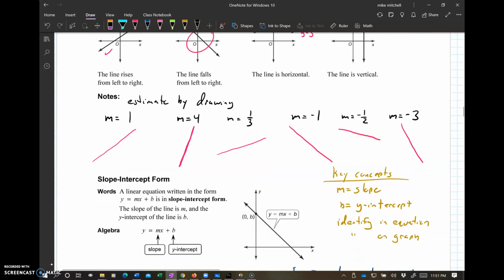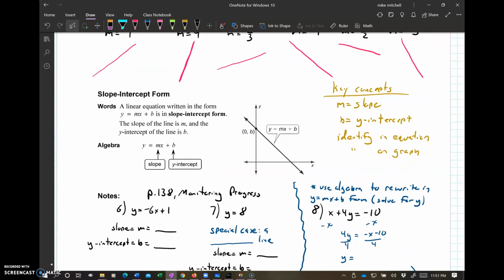Okay, let's get rid of that. Here's some more on your slope-intercept form right here. These are key concepts. Again, remember, m is your slope, b is your y-intercept. So b can be written as (0, b), because remember, that's how we find it. If you think back to the last section, to find the y-intercept, x equals 0. That's what that coordinate looks like right there, 0 with the y-intercept. Key concepts to remember, you should be able to identify these in an equation or on a graph.